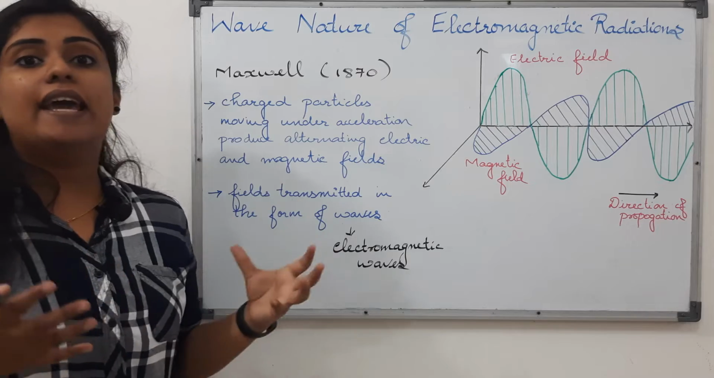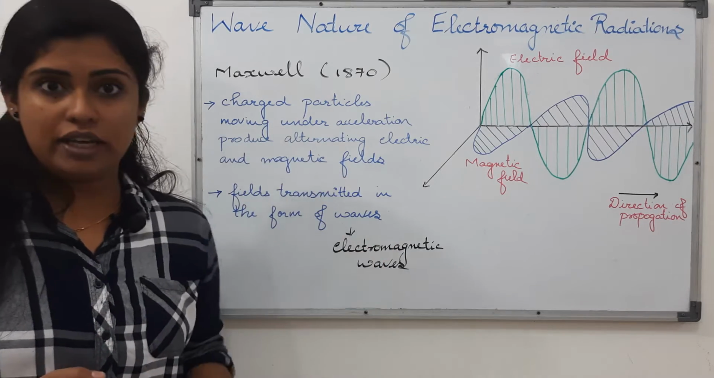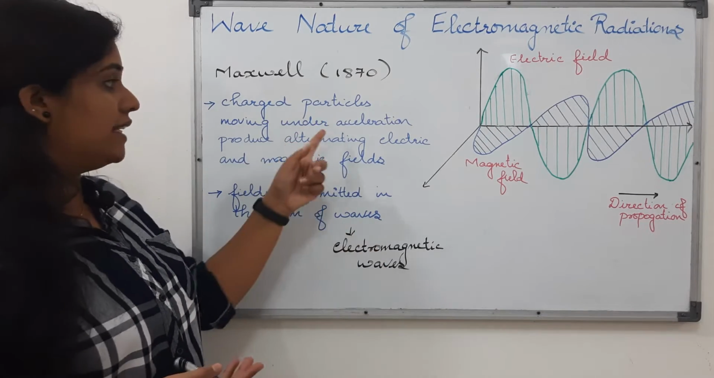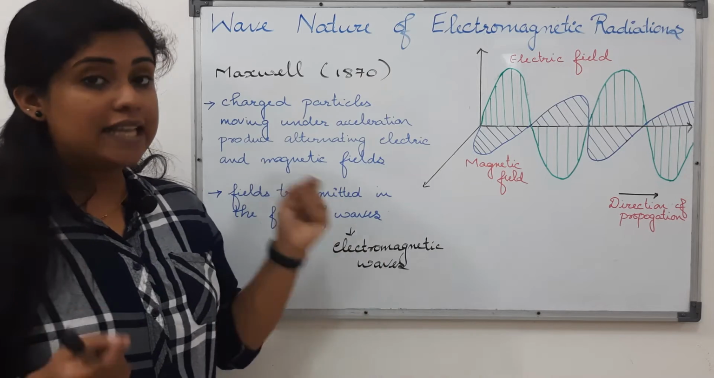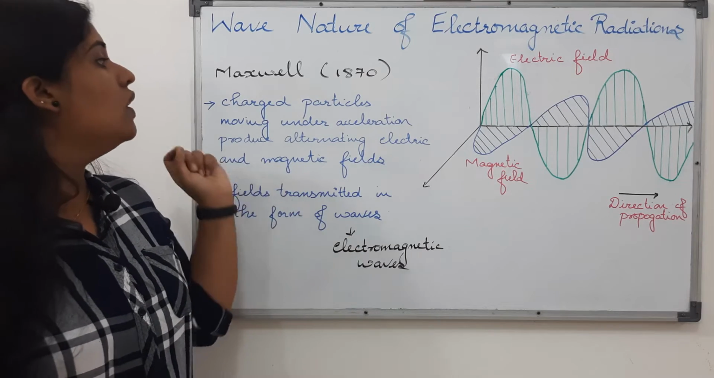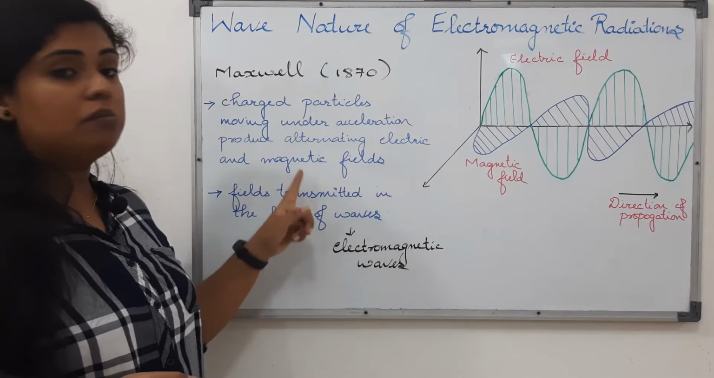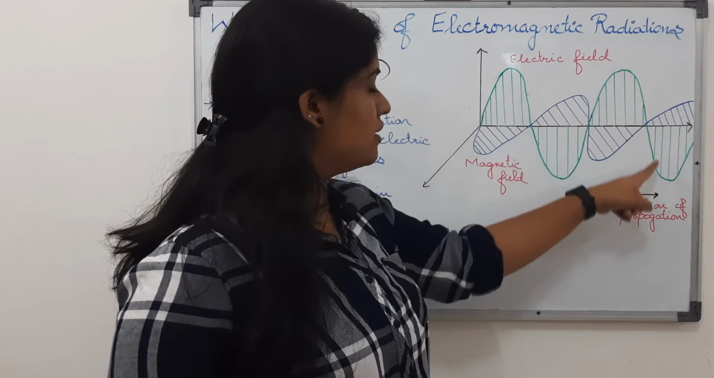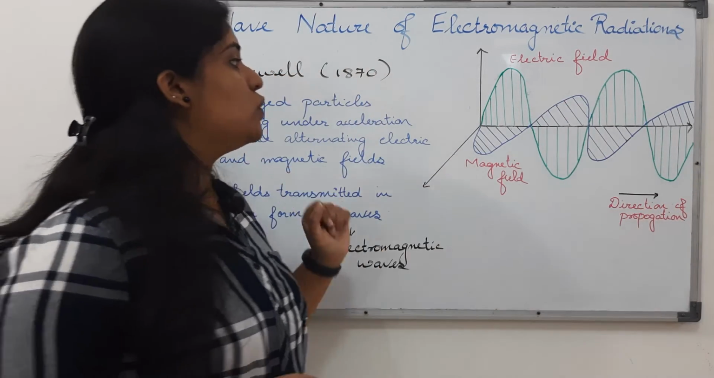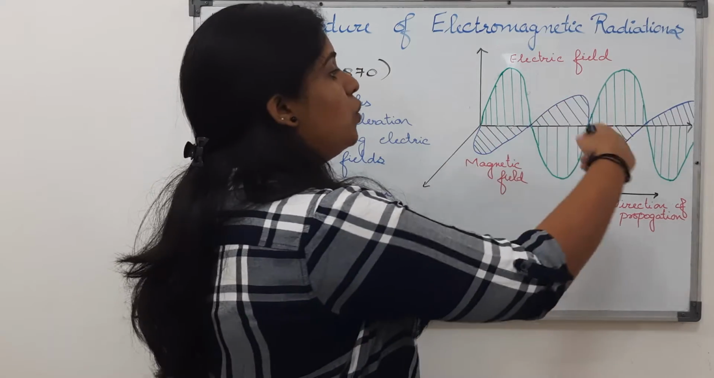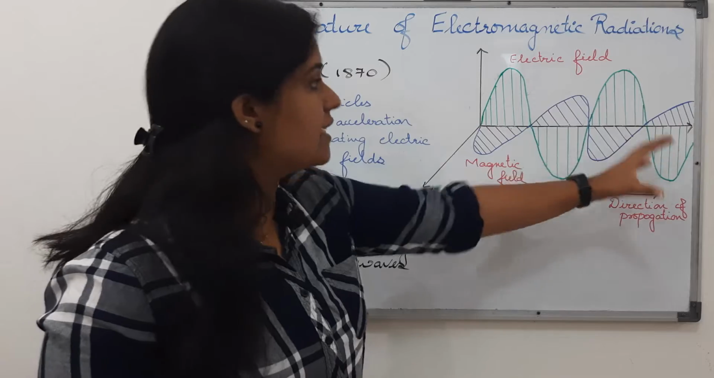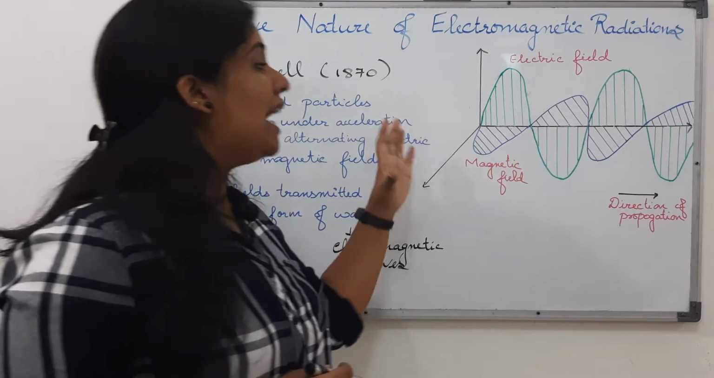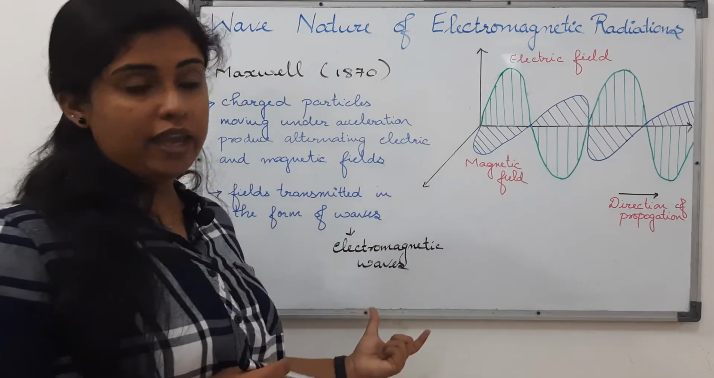Okay. So let's say I have an electron that is revolving around the nucleus. As we know, an electron revolving around the nucleus is a charged particle that is moving under acceleration. So that electron will definitely produce electric and magnetic fields according to Maxwell. As you can see in this figure, the electric field is represented by the green color wave, and the magnetic field is represented by the blue color wave, and these electric and magnetic fields are propagated, or transmitted, in the form of waves, and that wave is termed as electromagnetic wave or electromagnetic radiation.